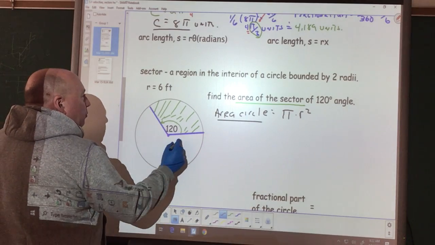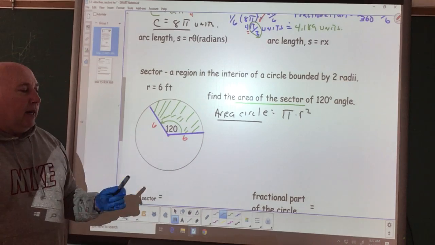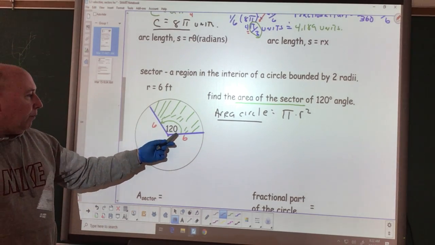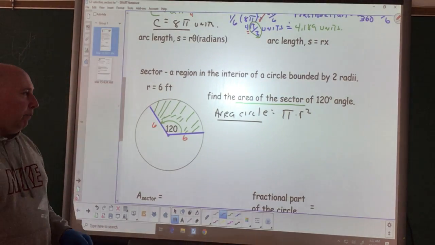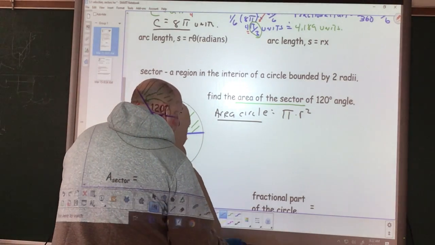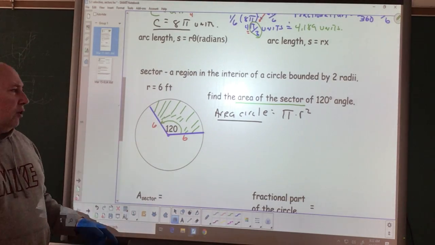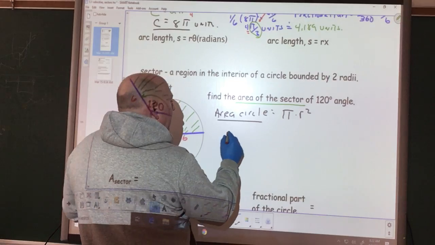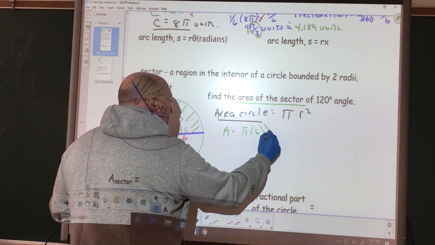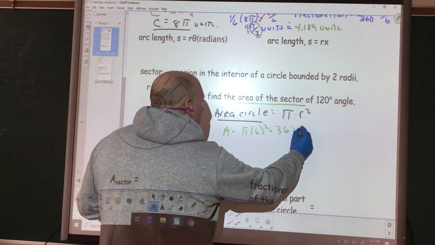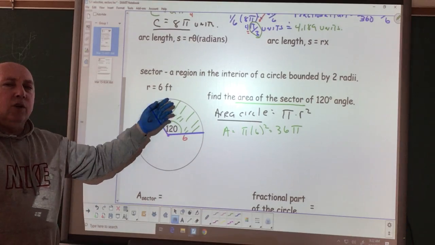And what we have here is, once again, 2 radii. They have a length of 6. This here is a sector because I'm bounded by 2 radii. If I look at the entire area of the circle, my radius is 6. My area here is going to be pi times 6 squared, or 36 pi. That's the area of the entire circle.